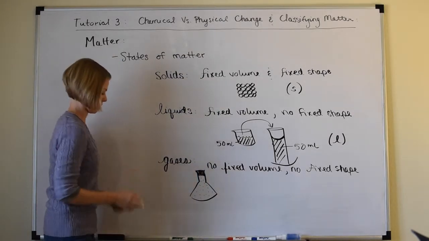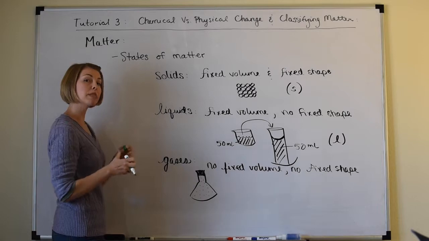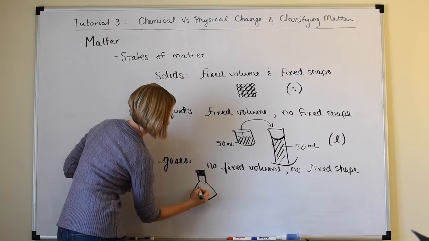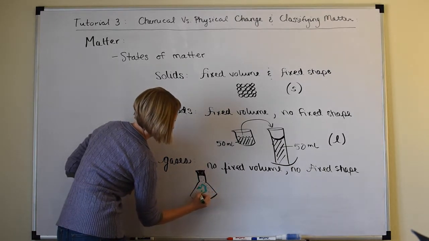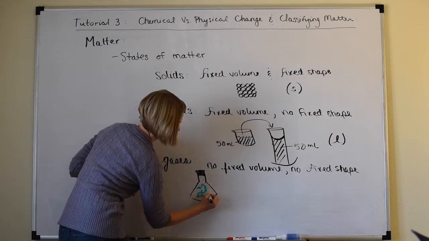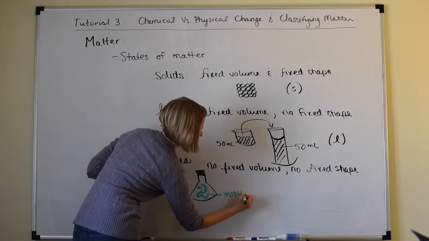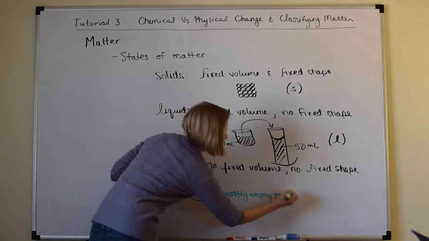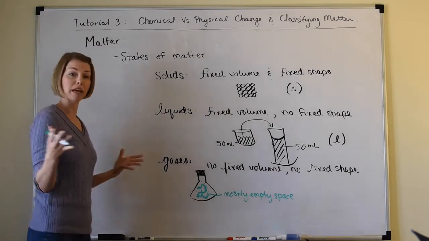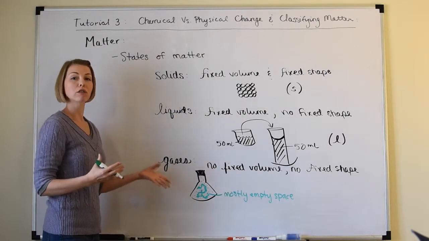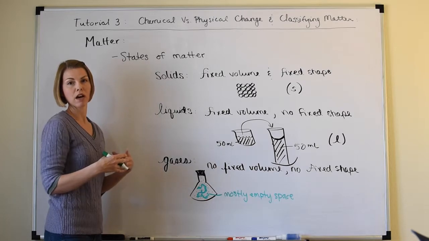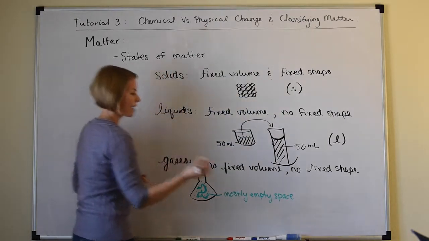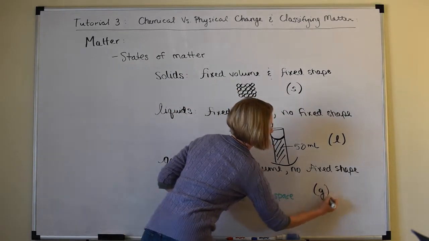There would be a lot of empty space between those particles. So I'm just going to use some green here to represent all this empty space between these particles of the gas. So a gas is mostly empty space. And that's what makes gases highly compressible and expandable. Also, there are no significant attractive forces between the particles of a gas. And we would abbreviate a gas in a chemical equation with a lowercase g, like that.